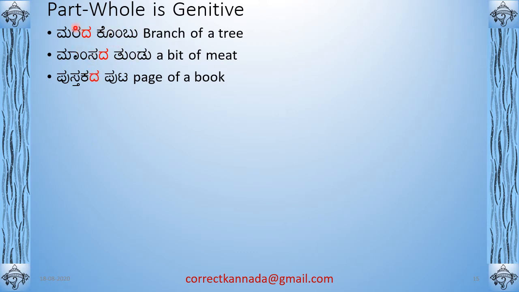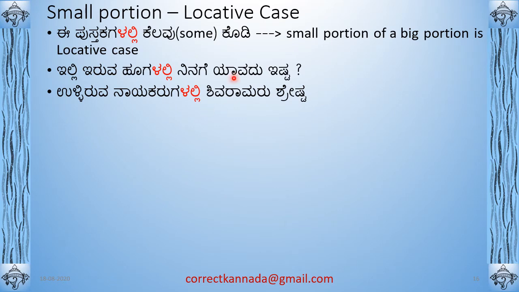Whenever you are talking about a part of a whole, this is the part. Kombu is a part of a tree. Similarly, the tundu is a part of the meat. Page is part of the pustaka. A small portion of a big portion is locative case. Ee pustakagalalli kelavu kodi. Out of these books, give some. When you say out of these, you will use alli, which is the saptami vibhakti. Among these books, give me this, like that. Then you will use saptami vibhakti once more. Illi iruva hoogalalli ninage yavudu ishta.